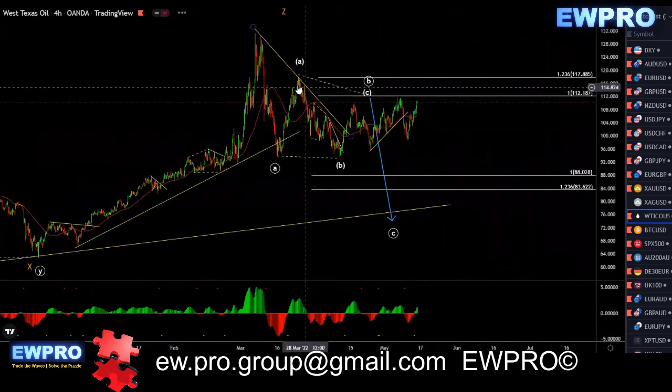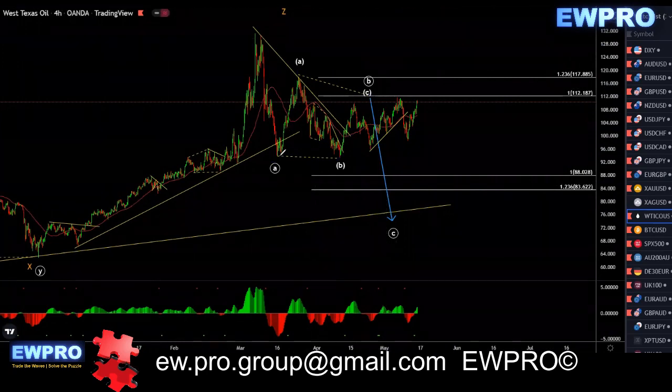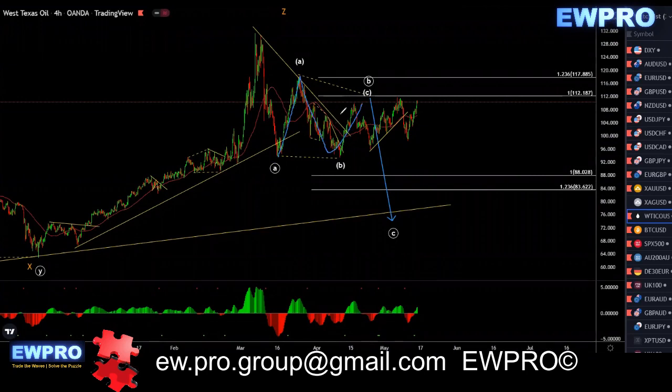A few weeks back, I was looking for that A, B, C. We got that C up, but we never got this larger C down. So then we could look at that as a contracting flat. So we get an A, B, C in here, and then it goes up and breaks the top. It's still possible. This is looking very choppy in here now.